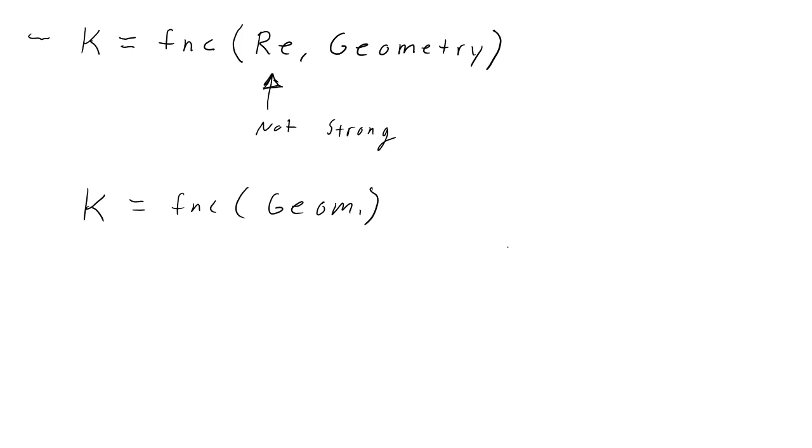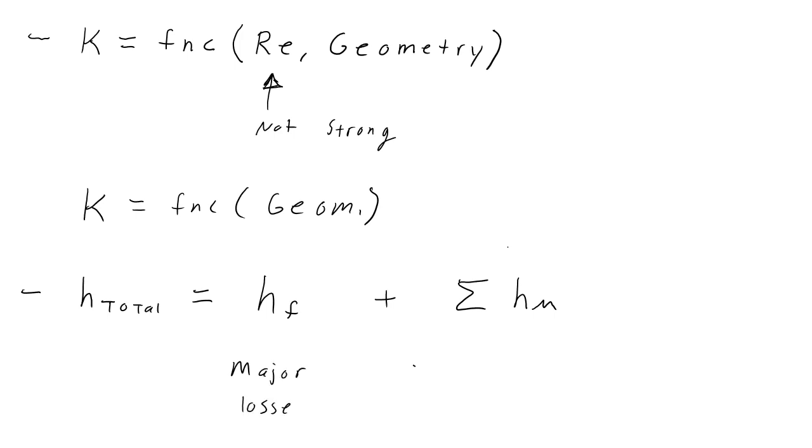And so now your total losses, so I'll write this as H total for your system, is going to be H sub F plus the sum of H sub m, where H sub F is your major losses, and the sum meaning that it's the sum of all the minor losses.